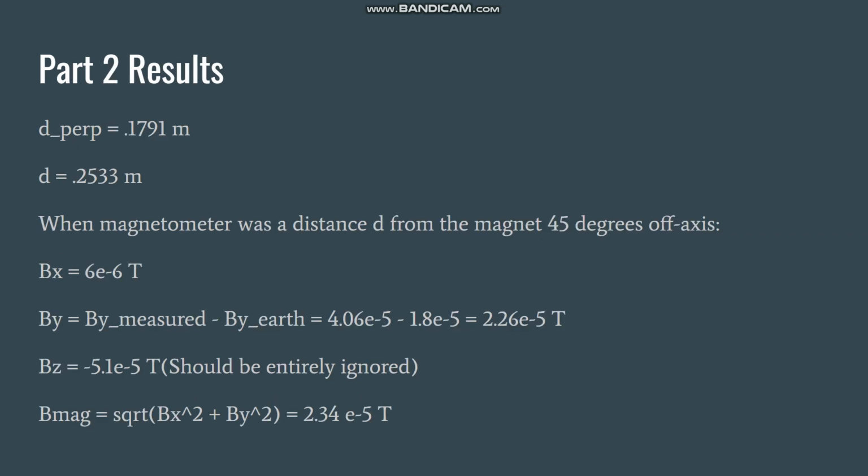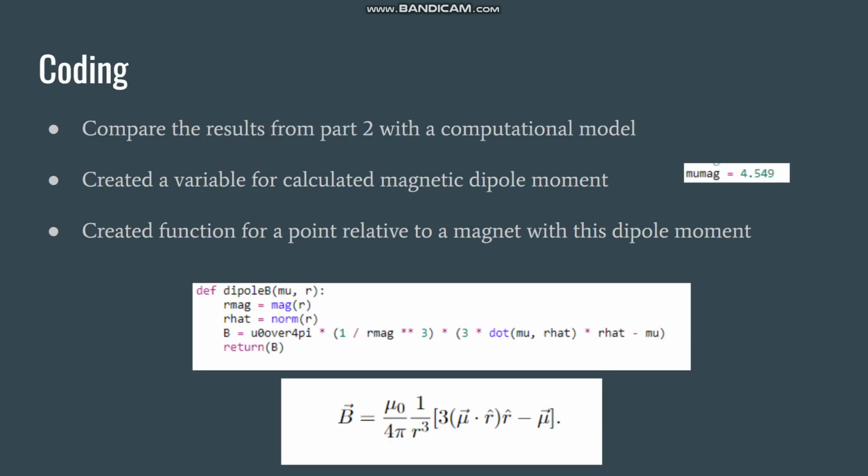For the second part of our experiment that we did with the off-axis recording, what I ended up getting was a dperp of 0.1791 meters, and then when I placed the magnetometer to the right this much and up this much, so 45 degrees off axis, these are the results that I get for the magnetic field here. The important thing to note here is that 2.34 e to the negative fifth Teslas is the overall magnetic field from this magnet.